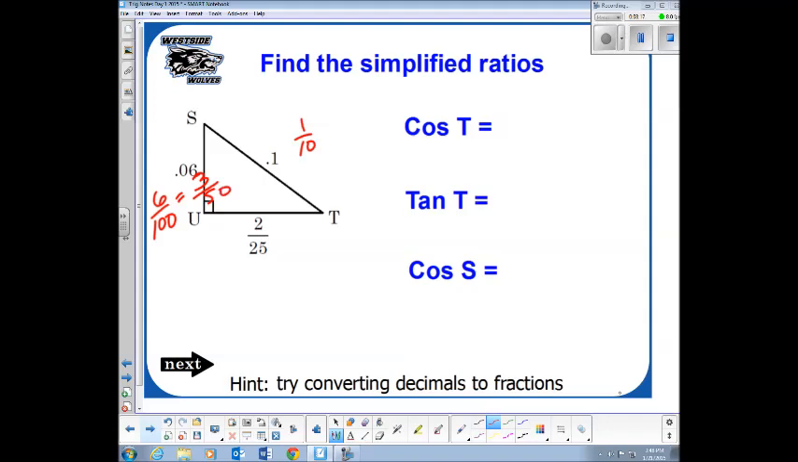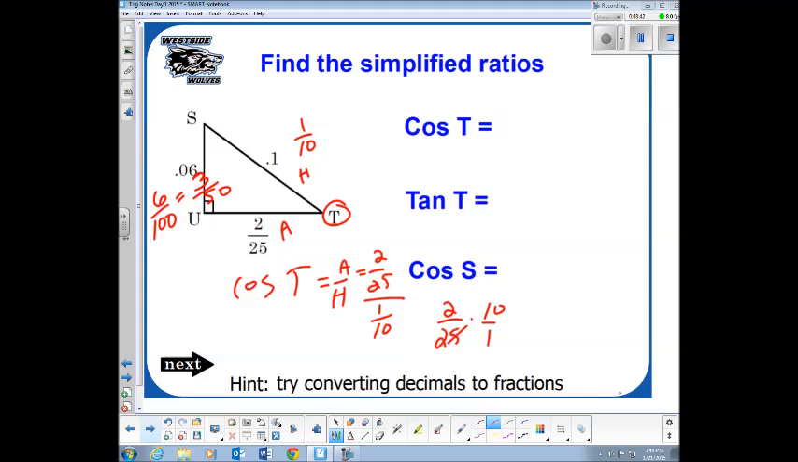All right, and then the cosine of t would equal the adjacent over the hypotenuse, which is adjacent to angle t is here. This is adjacent, this is hypotenuse, so 2 over 25 divided by 1 over 10. Remember, there's no such thing as division of fractions, so that's 2 over 25 times 10 over 1. These cancel to get me 4 over 5, which is right there. Now, if you want to pause the video and do the other 2, you can.